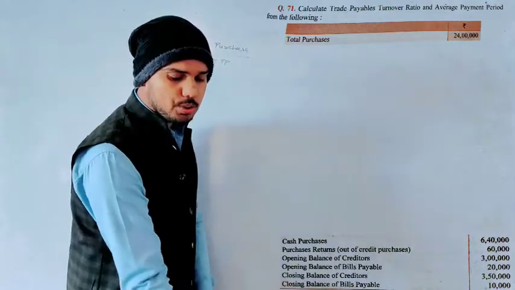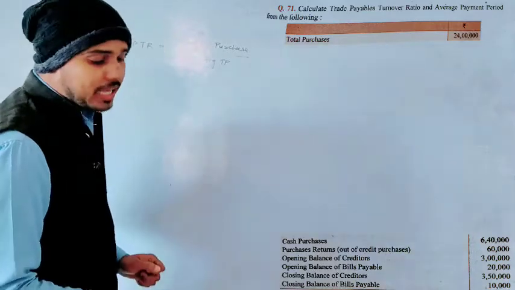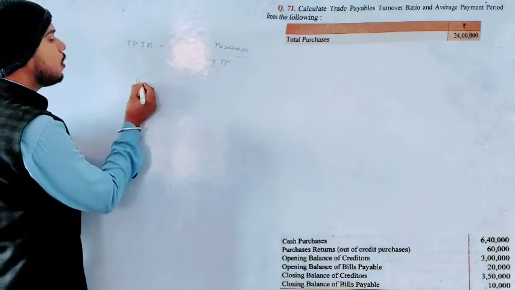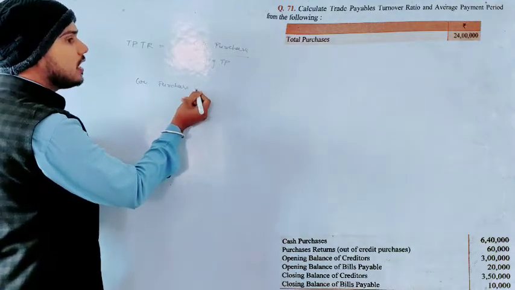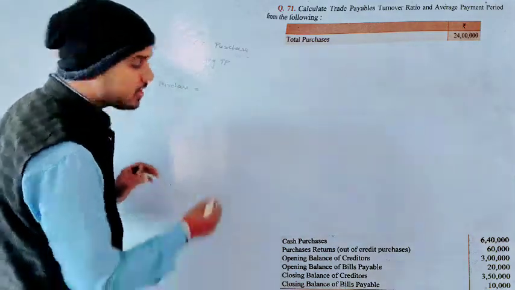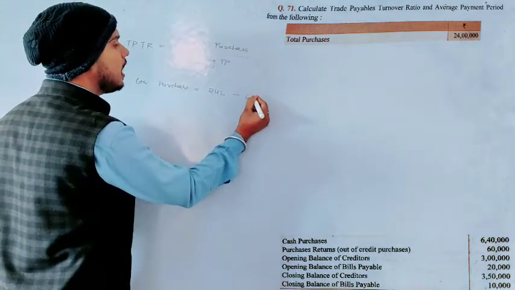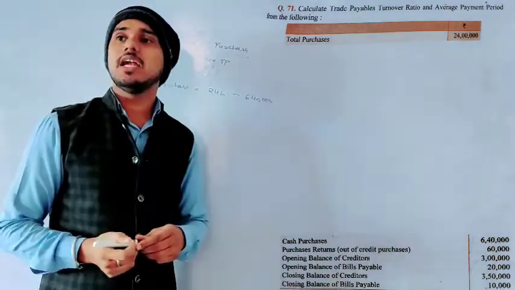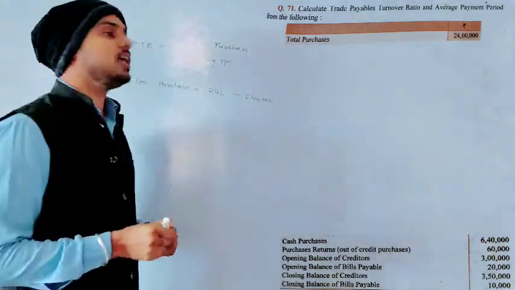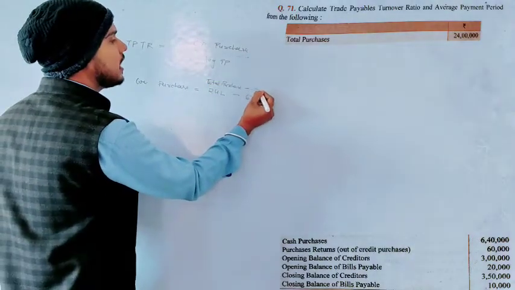If you see in the question, we have total purchase given as 24 lakh and cash purchase is given. So if we want to know the credit purchase, what we can do is take the total purchase, which is given as 24 lakh, and from that total purchase deduct our cash purchase, that is 640,000, and we will get our credit purchase, right? So we are taking total purchase and deducting cash purchase.